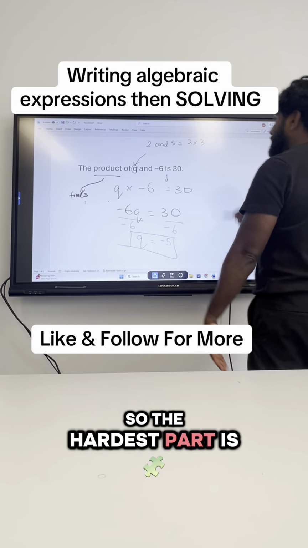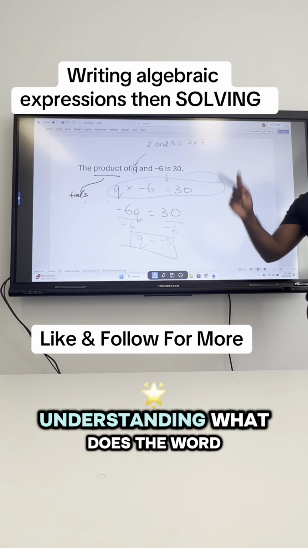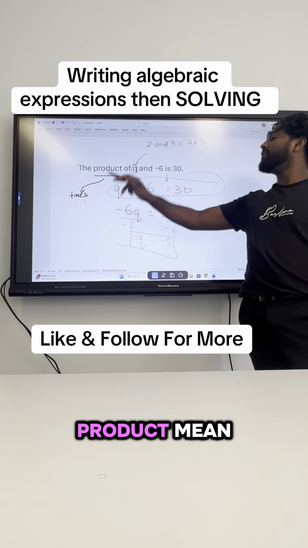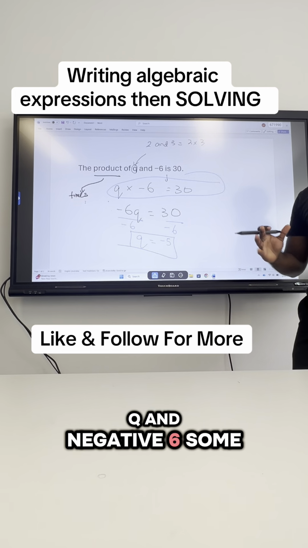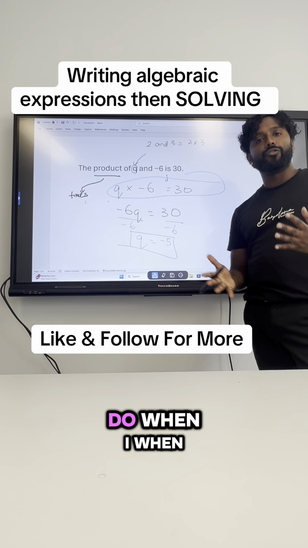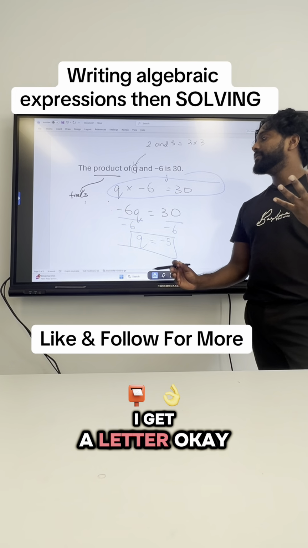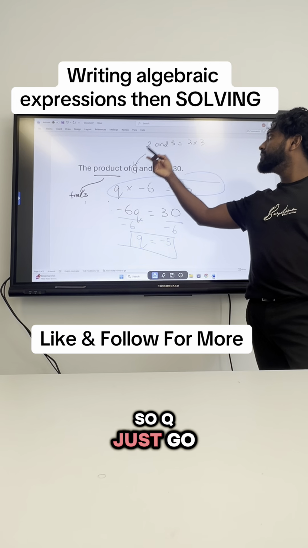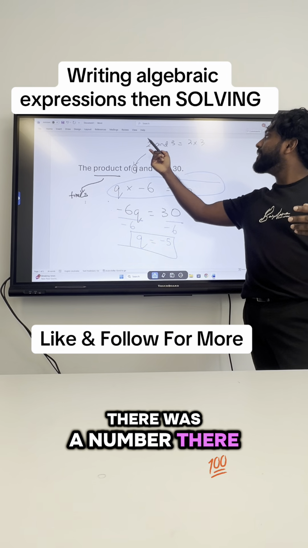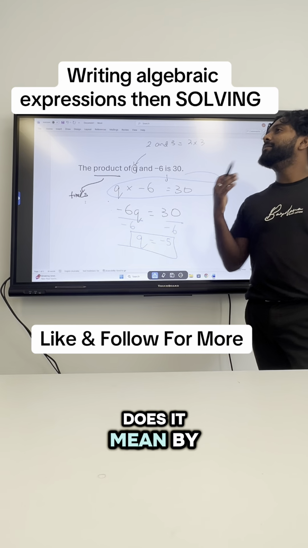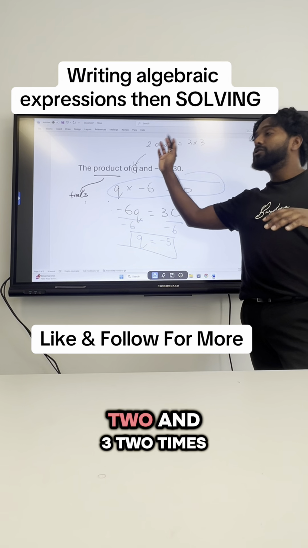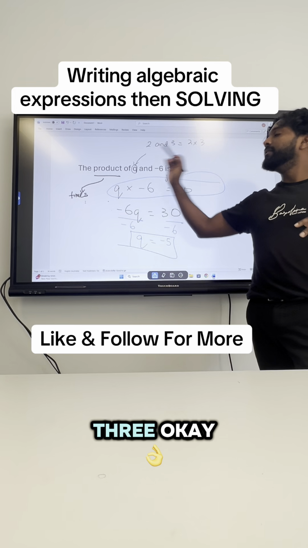So the hardest part is actually understanding what the word product means, Q and -6. Some people are like, I don't know what to do when I get a letter. So for Q, just ask, what happens if there was a number there? 2 and 3. What does it mean by the product of 2 and 3? 2 times 3.